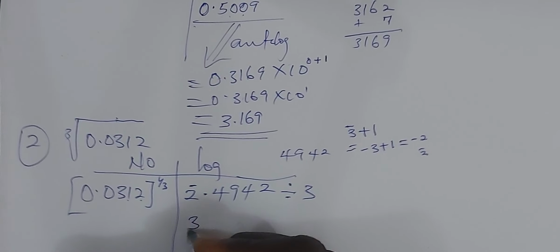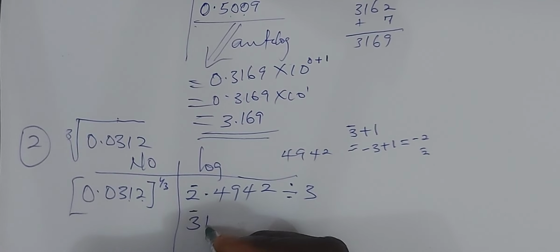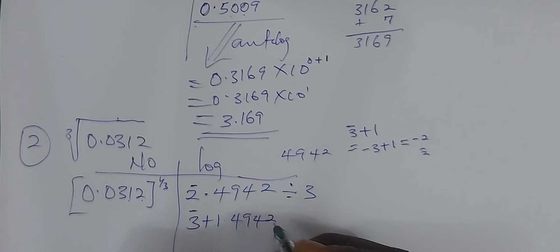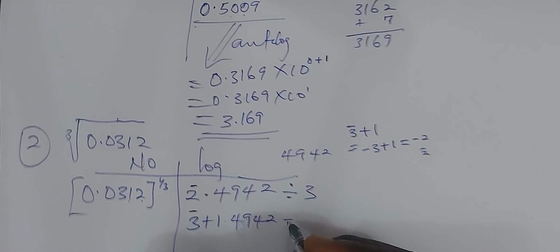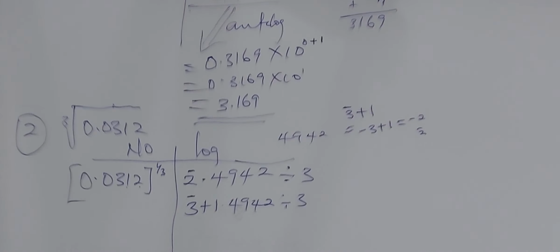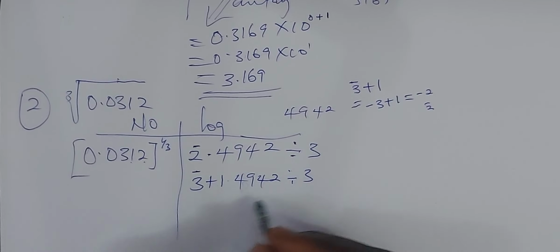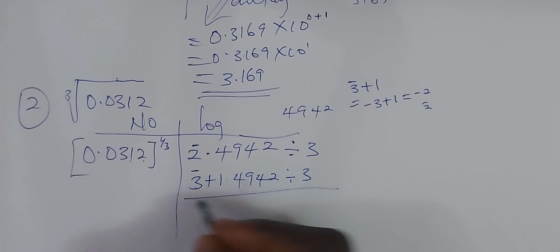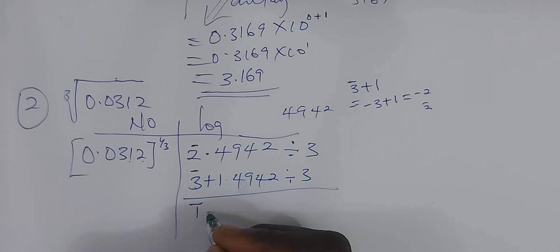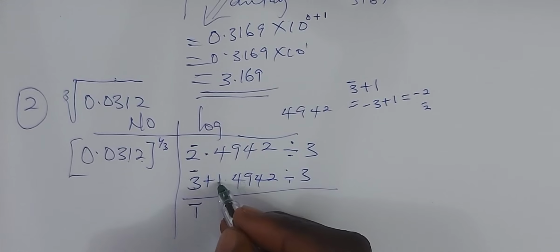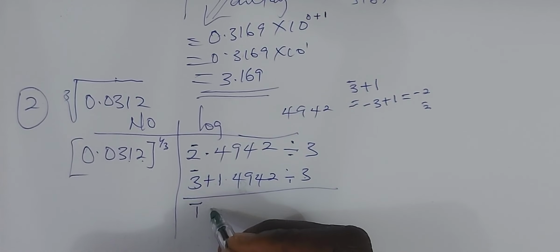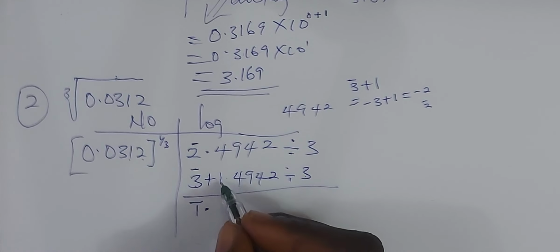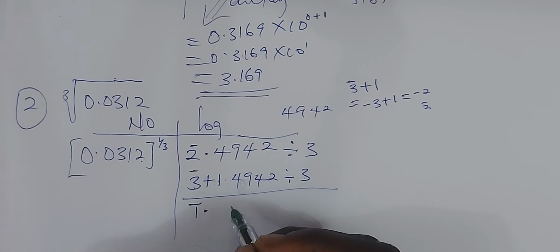We have bar 3, like I said, plus 1.4942. Okay? Divide by 3. That is what we'll do. Bar 3 divided by 3, we have bar 1. Then 1 divided by 3 cannot, that is 0. Even if 0 plus anything is still the same thing, you put your point and shift to the next number.